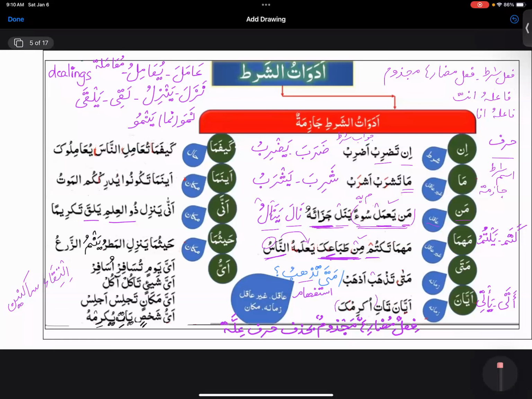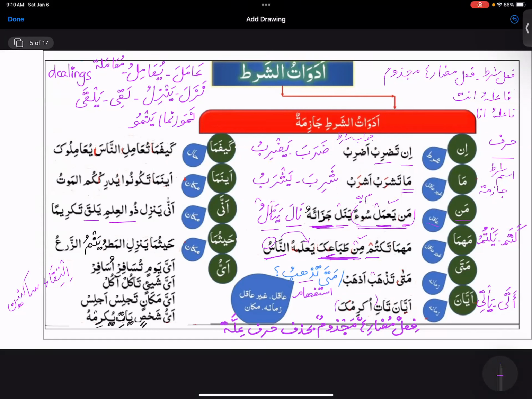But these dhamā'ir, we can see how many they are here. And they will all do the jawāb ash-shart as well as fi'l ash-shart majzūm. Both exactly. Yeah, that is good.